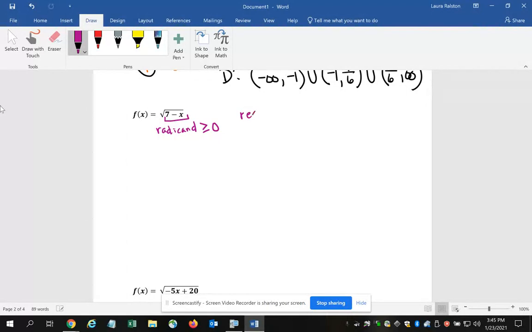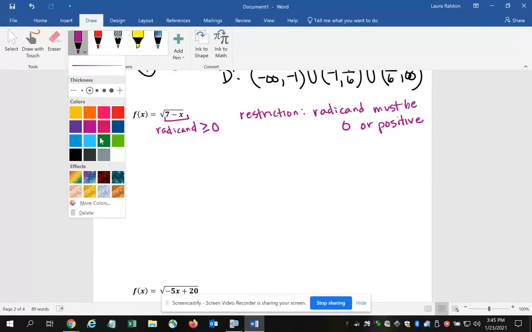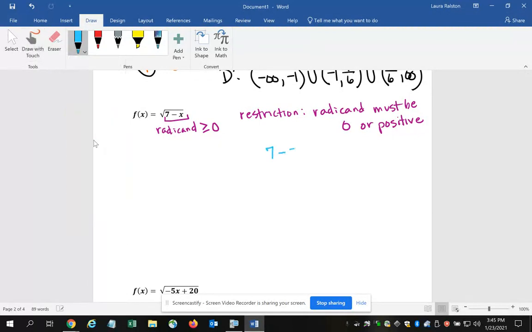So in this case, I do have to worry about the restriction, and the restriction is that the radicand must be 0 or positive. So the way we decide what our restriction is going to be is we take the radicand, which in this case is 7 minus x, and we say it's greater than or equal to 0. And then you solve that inequality.